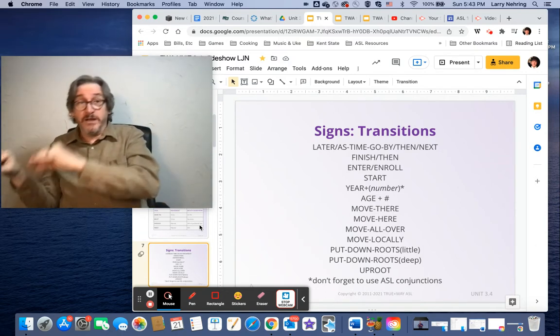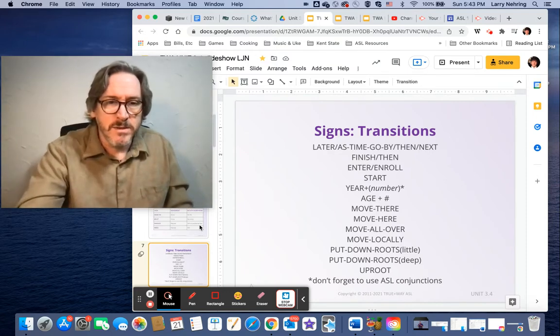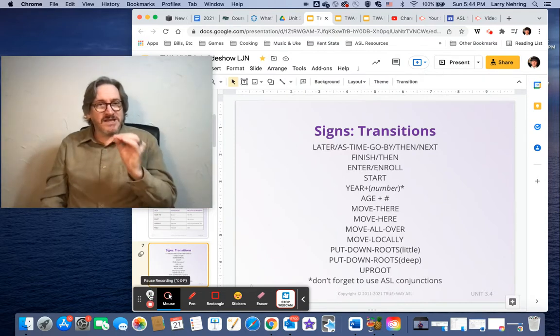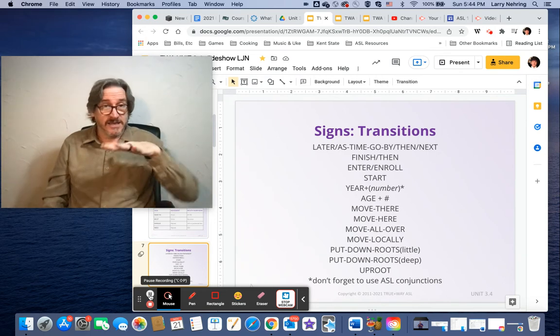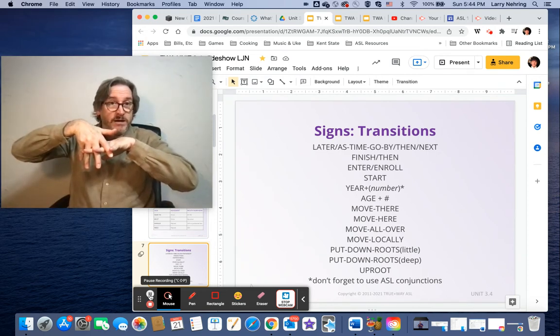If I was moving, that would be more confusing. Let me just pause for one moment. Okay, so the last sign is going to make a ton of sense. We've talked about putting down roots. You can uproot.